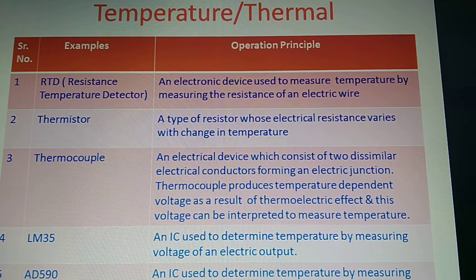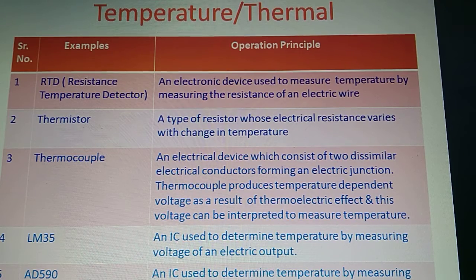So let us study the examples and operating principles of a sensor which measures the temperature, the thermal physical quantity. So the first example is a resistance temperature detector, that is RTD, and this kind of sensor measures of course a temperature, and it is an electronic device used to measure the temperature by measuring the resistance of electric wire.